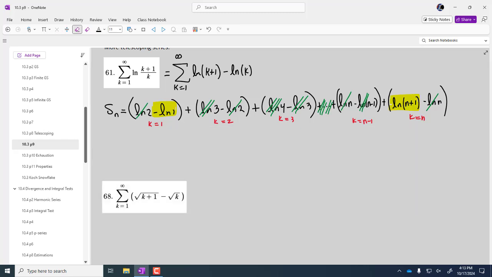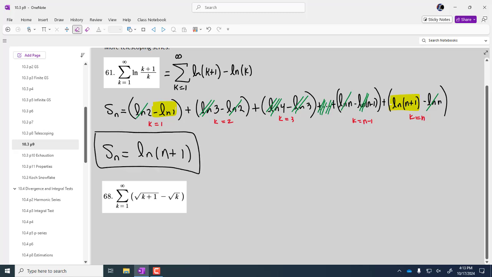So what is the simplified S sub n then? Negative natural log of n plus 1? So this is 0, right? And then we add that, so just positive natural log of n plus 1. So this is S of n.